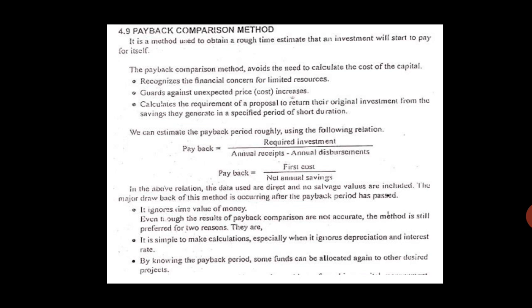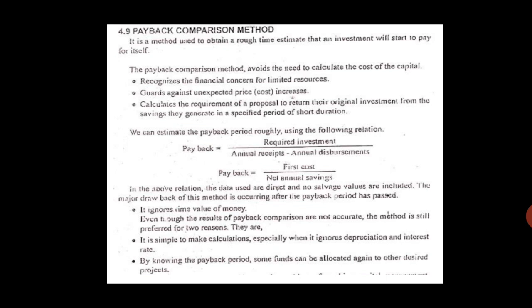So if you buy a taxi for 5 lakh rupees and you are getting 2 lakh rupees every year as annual receipts, and 1 lakh is the annual disbursement towards fuel and driver and all, then your payback period is only 5 years. So this is how you compare. This is a rough time estimate. Got it?